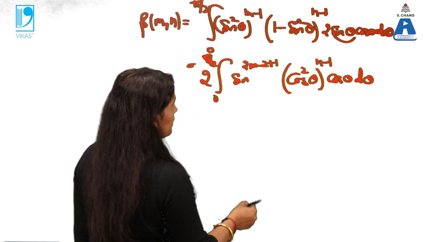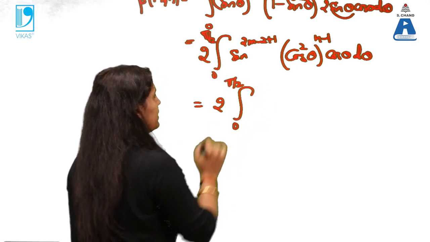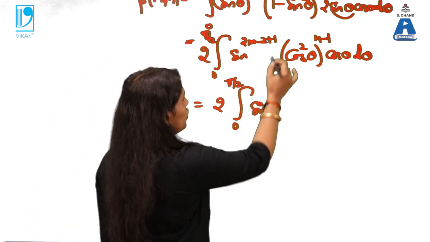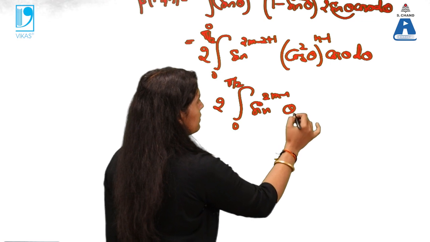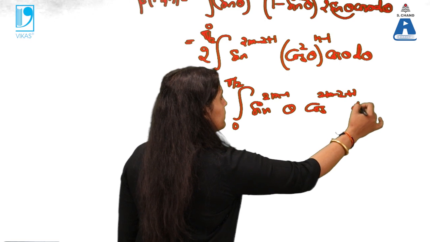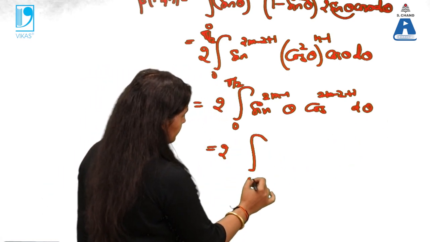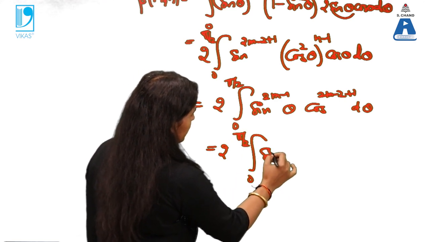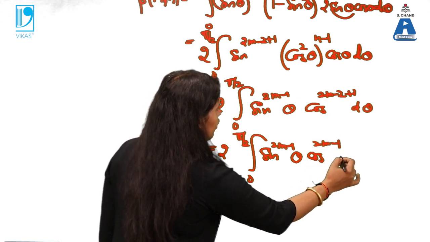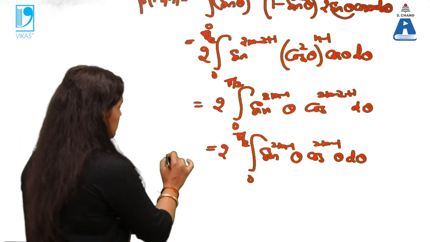So it is twice the integral from 0 to pi by 2 of sine 2m minus 1 theta, cos 2n minus 1 theta d theta. So this is my expression. It means we can represent the beta function in two ways. Whichever form is useful according to the question, we can use accordingly. So this is beta m, n.